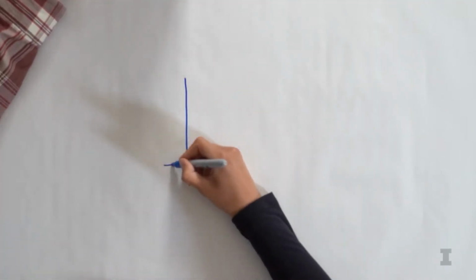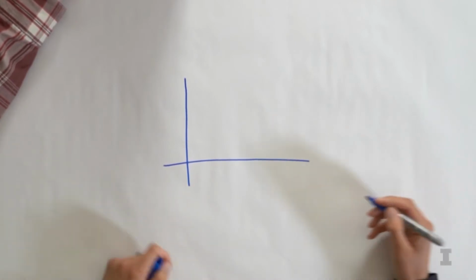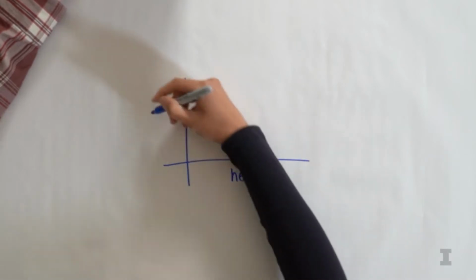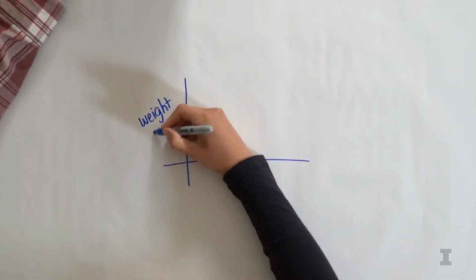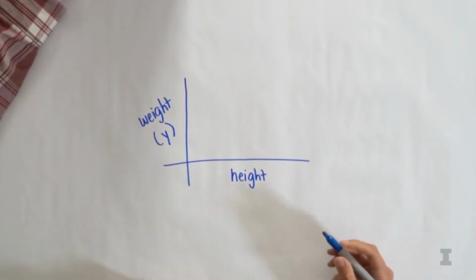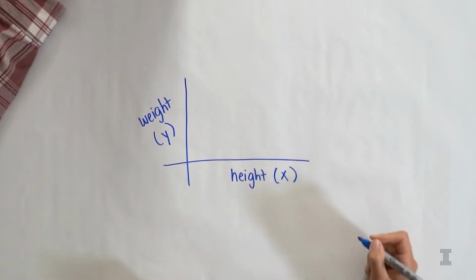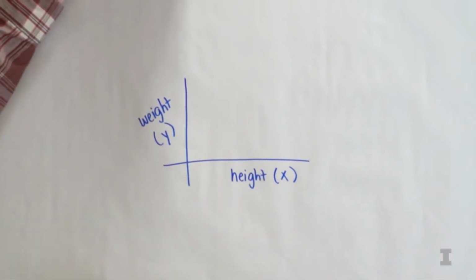So let's just say I have two variables. Usually we call them X and Y. And I'm going to use an example of height and weight. And so I have an XY axis. I have weight on the Y axis. This is my Y variable or my dependent variable, and then height is on my X axis. That is my independent variable. And we can use a scatter plot to visually display both of these data sets at once.